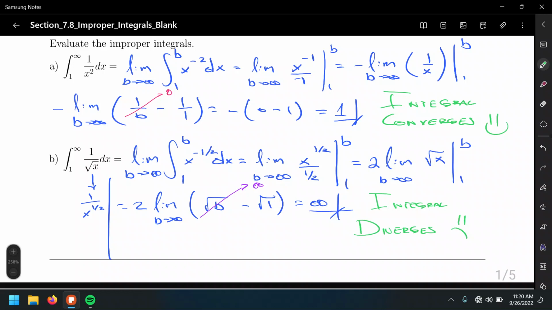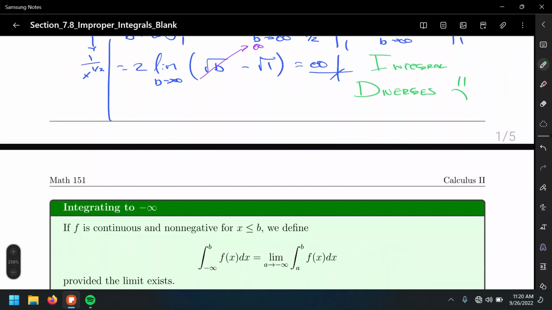Alright, the integral diverges in this case. So one example of how we treat it: we set up a limit problem, integrate, use the fundamental theorem of calculus, and compute the limit. Okay. Let's look at the second case for improper integrals of type 1.